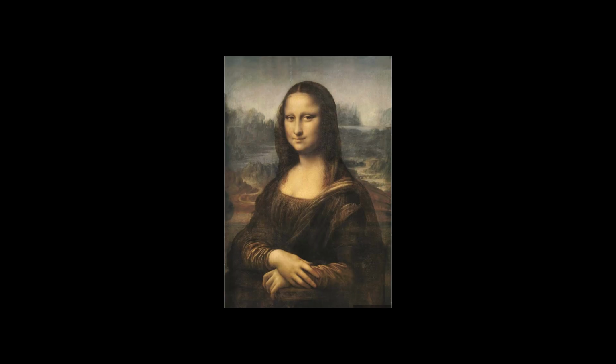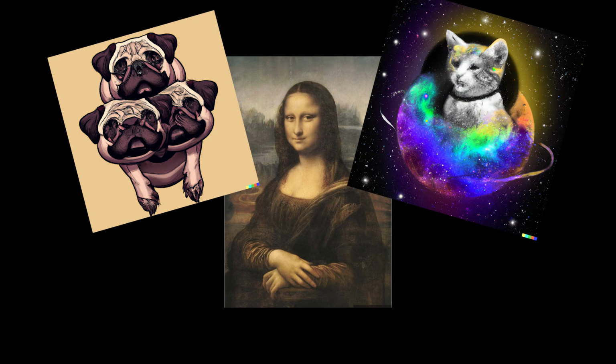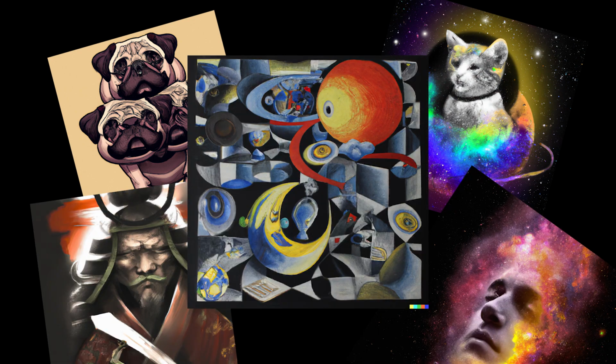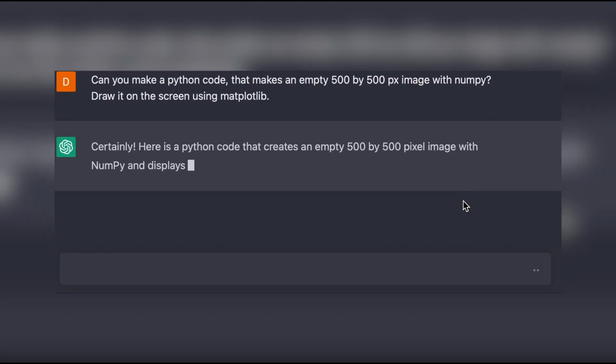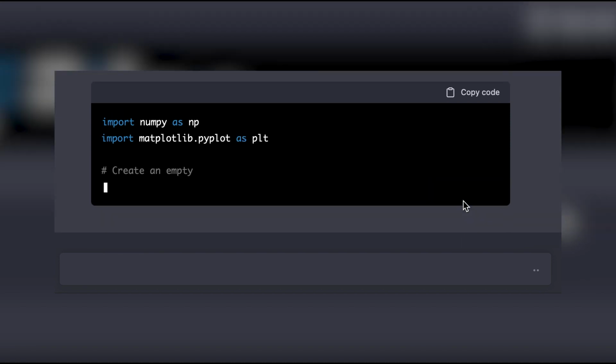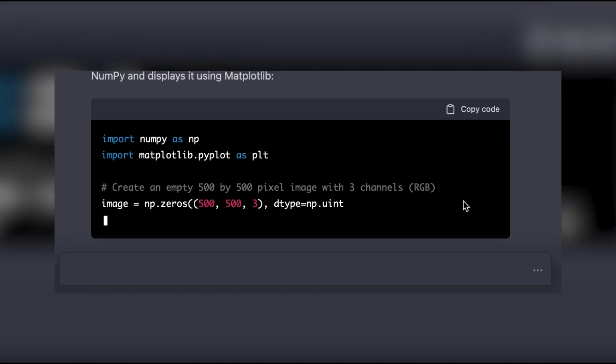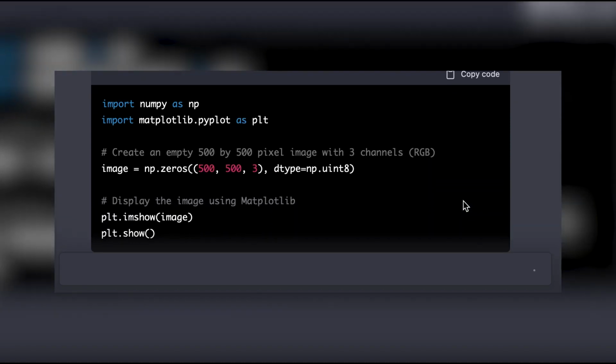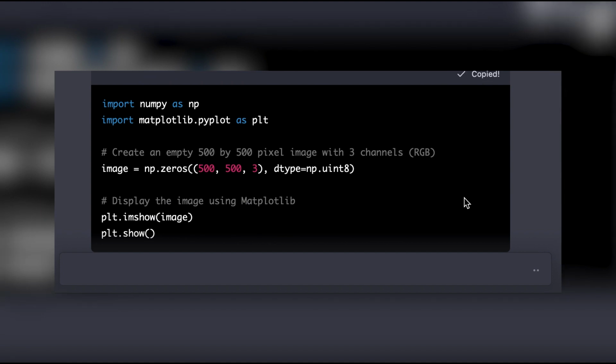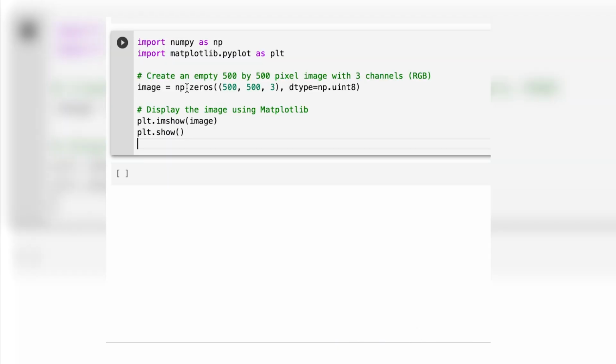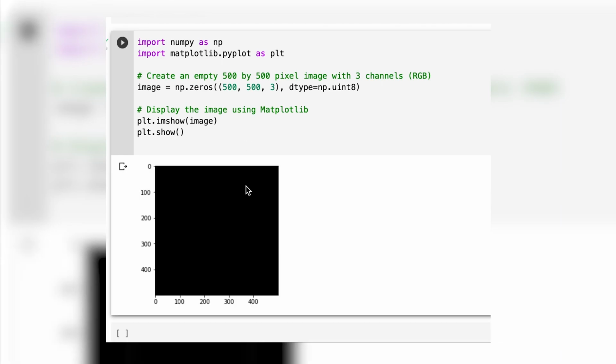I'm not expecting similar results to DALL-E 2 or Stable Diffusion out of the language model, but if it can write code, maybe it can write code that can draw too. So I started with something easy. I asked ChatGPT to write Python code that creates an empty 500 by 500 pixel square and draws it on the screen using Matplotlib. Unsurprisingly, it was able to make it, and you can see the result on the screen.